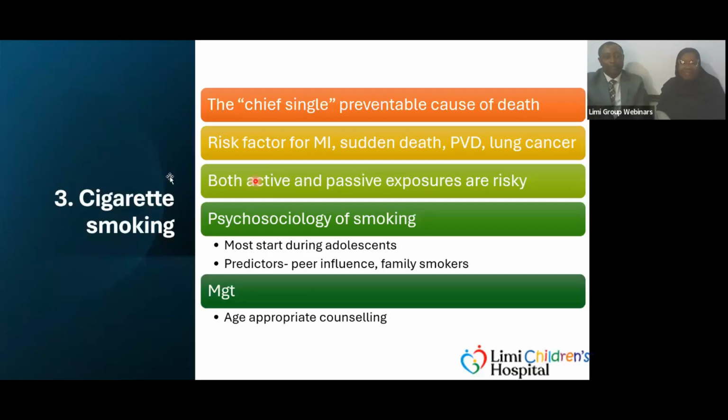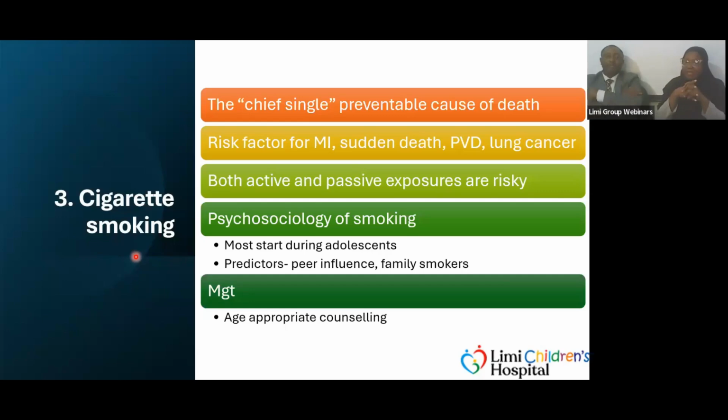So cigarette smoking is another chief cardiovascular risk factor. I used to tell some of my patients that cigarette smoking is one of those things that if you were to start from every organ, from the mouth to the toe, you find something of bad consequence that cigarette smoking has. So it's actually a very great risk factor for everything apart from cardiovascular, but here we're talking about the cardiovascular. It's the chief single preventable cause of death, and a risk factor for cardiac infarction, sudden death, peripheral vascular disease, and lung cancer. And like we said earlier, both active and passive smoking are very important.